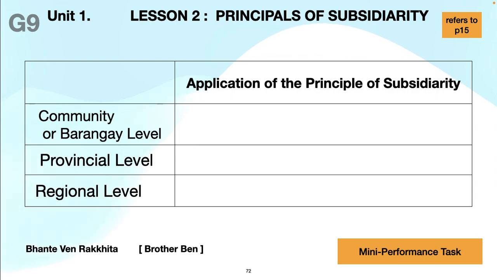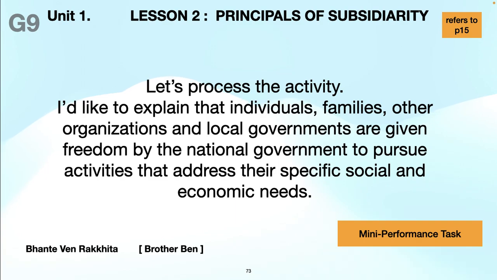So we have the application of the principle of subsidiarity: the community or barangay level, the provincial level, and the regional level. Okay, so you can screenshot this to use it. And let's process that activity. I'd like to explain that individuals, families, other organizations, and local governments are given freedom by the national government to pursue activities that address their specific social and economic needs.